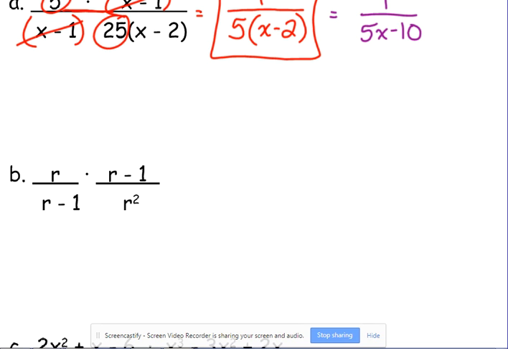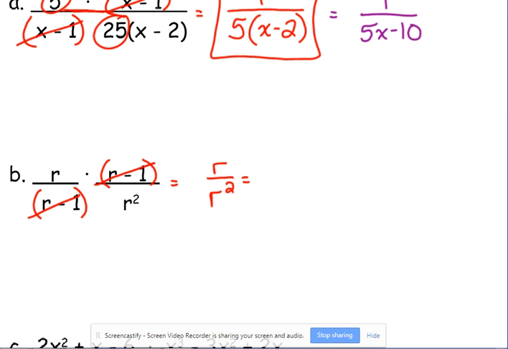We have r over r minus 1 times r minus 1 over r squared. Now, please do not revert back and try and cross out those r's at the very beginning of the problem. We have to cancel entire factors. So we can cancel the r minus 1 that's in the numerator and in the denominator. And I'm going to take just an intermediate step here and just put r over r squared.